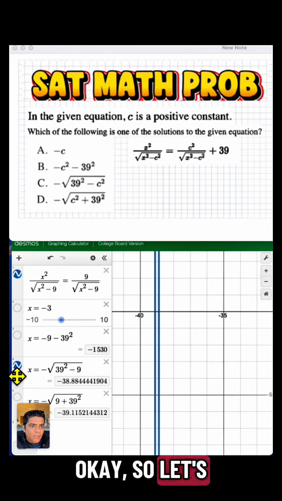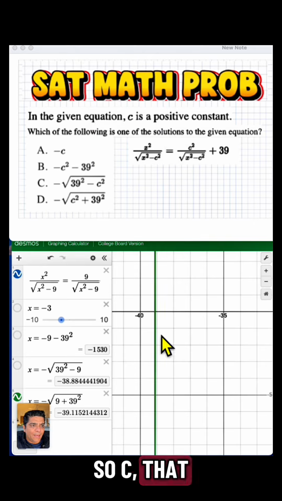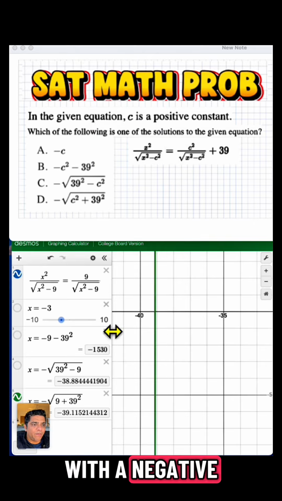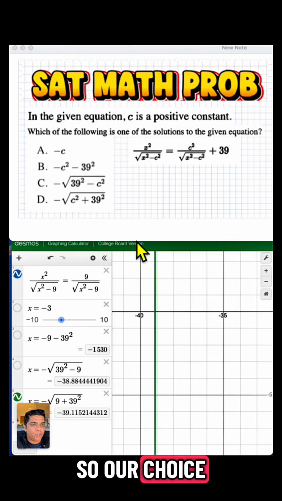Okay, so let's go ahead and click our fourth one. See, that is exactly coinciding with the negative solution for our graph. So our choice is going to be choice D using Desmos.